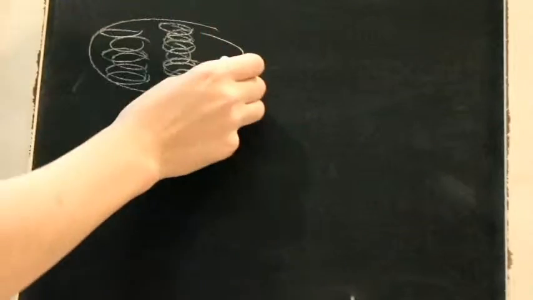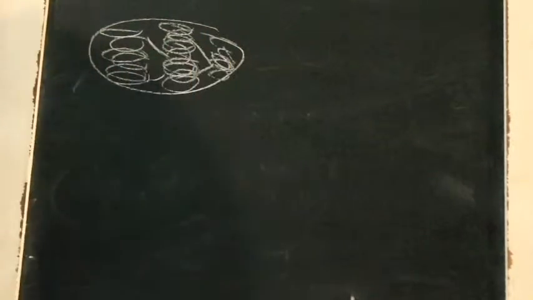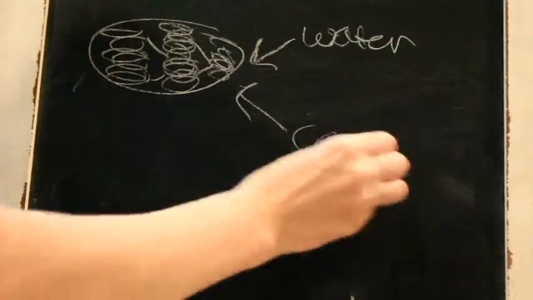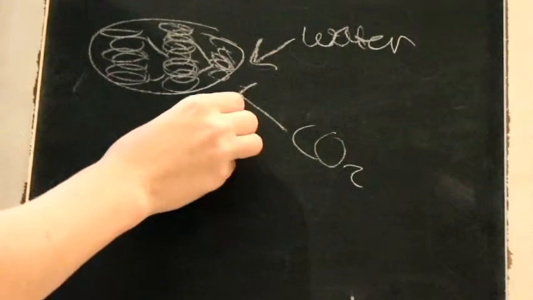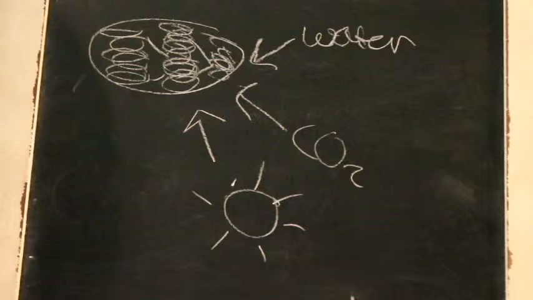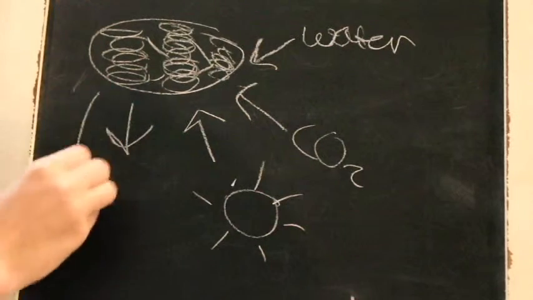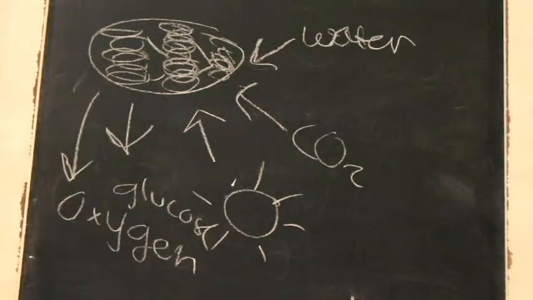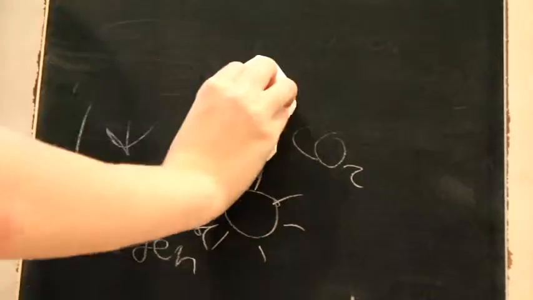The chloroplast is what does the reaction for photosynthesis. It takes in the water, carbon dioxide, and light energy, and it produces glucose as well as oxygen. This glucose is then used to make energy for the cell.